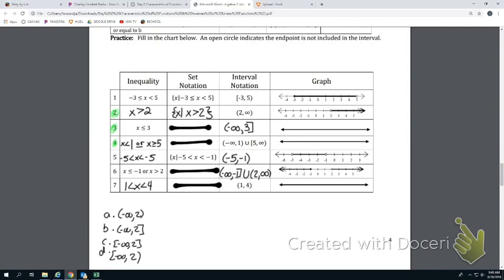All right. Now, one quick thing, one easy way to cancel out the answers that don't make sense. If you can never be equal to infinity, you should never have a bracket on negative or positive infinity. That should always be a parentheses. So those would definitely be wrong.